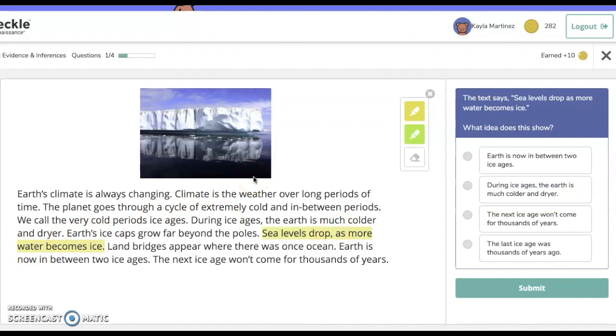So if it's going from water to ice, is it getting warmer or colder if it becomes ice? Yeah, it becomes colder, right? We're talking about the ice here. It's cold. So does this talk about how the sea levels are becoming ice instead of water talk about how Earth is in between ice ages? That during ice ages, the Earth is colder and drier? That the next ice age won't come for thousands of years? Or that the last ice age was thousands of years ago? This specific line, what does it tell you?